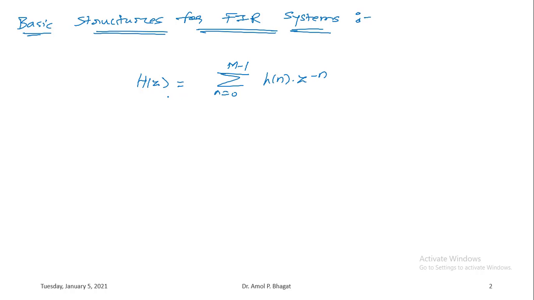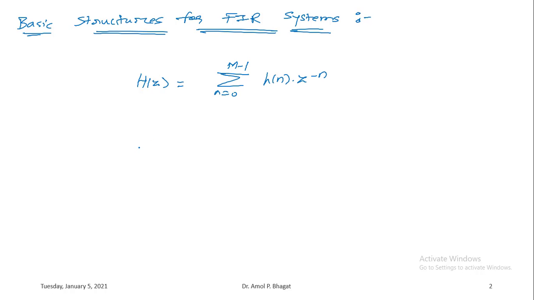Okay, so whatever system function that we have discussed for IIR system, it comprises numerator terms and denominator terms, but in case of the FIR systems, it will have only the numerator terms. It doesn't have the denominator terms, right?